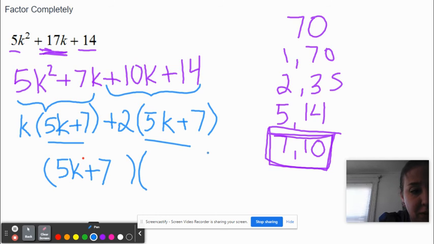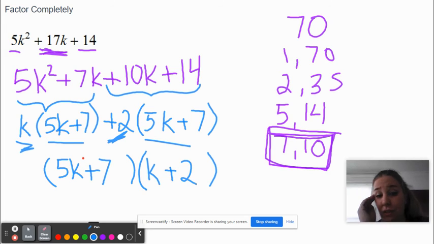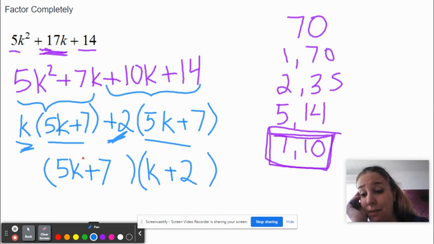And the leftovers, which I have, k plus 2. And that's our final answer. That was a lot to take in. That's why the step-by-steps are there.